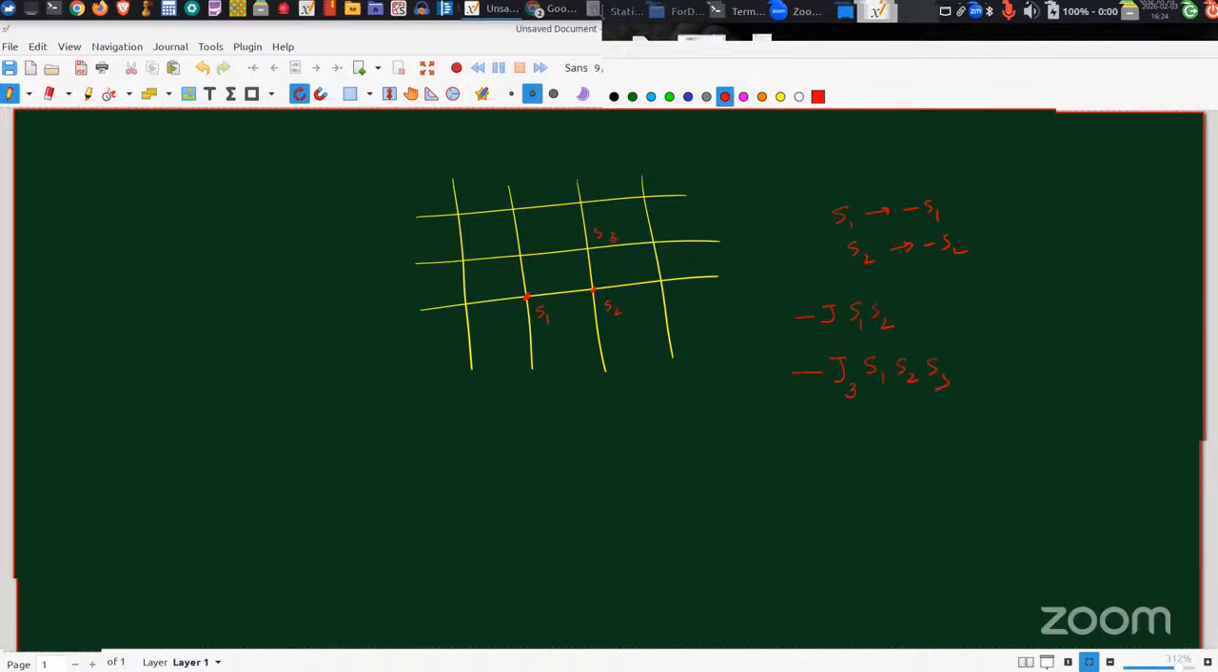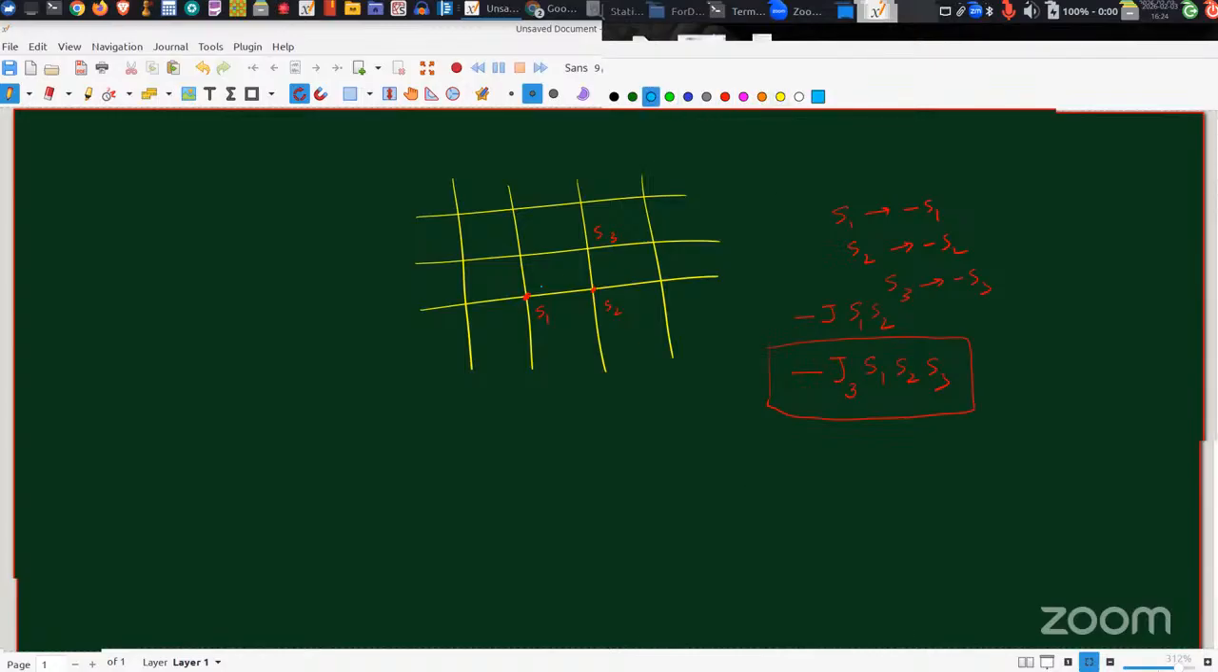So suppose I do this S3. Now let me ask you a question. Will this be invariant under the global spin flip transformation like this? So S3 will go to minus S3. No, it will not be. So if I have J3, it will not be invariant, correct?